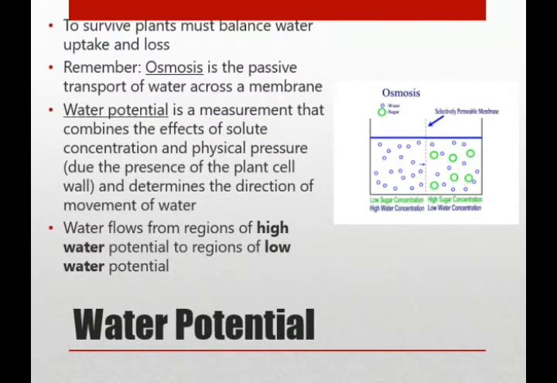Water potential. To survive, plants must balance water uptake and loss. You must remember that osmosis is the passive transport of water across the membrane. Water potential is the measurement that combines the effects of solute concentration and physical pressure, due to the presence of the plant cell wall, and determines the direction of movement of water. As you can remember, water flows from a region of high water potential to low water potential.